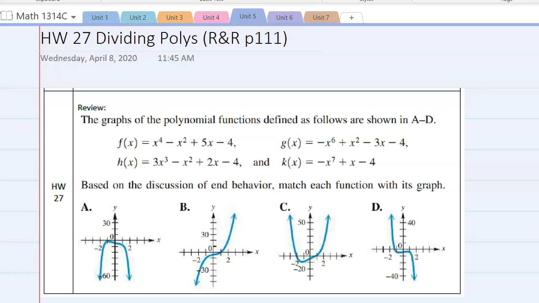Remember that the parity, the evenness or oddness of the dominating term, as well as the sign, positive or negative, of the leading coefficient will determine the end behavior as discussed in an earlier lesson. You may want to pause this video here so that you may attempt to answer the questions on your own.